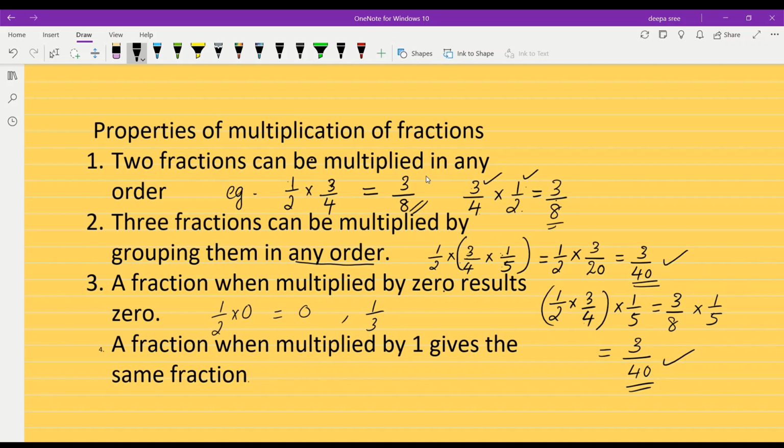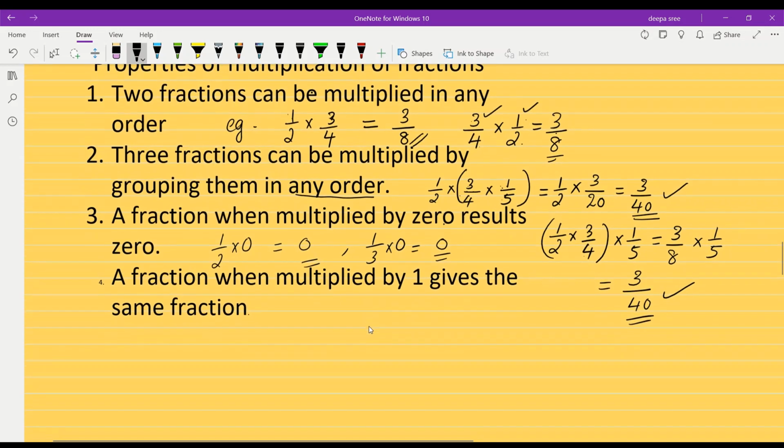1 by 3 into 0. Whatever be the fraction, when multiplying by 0, the result is what? 0.